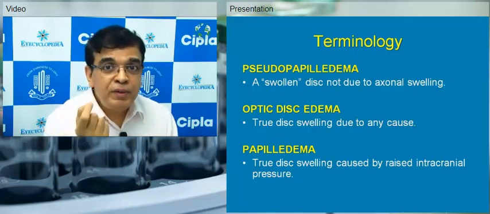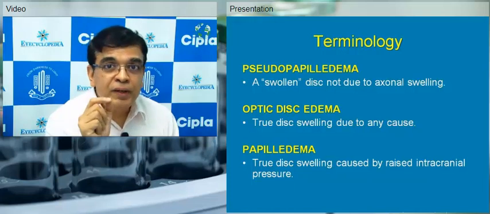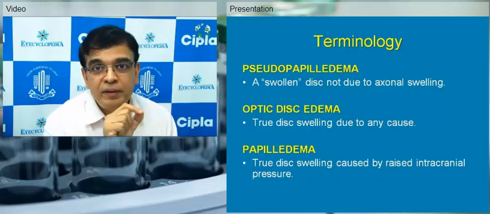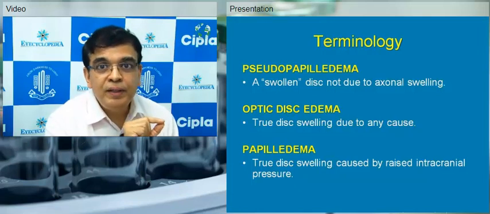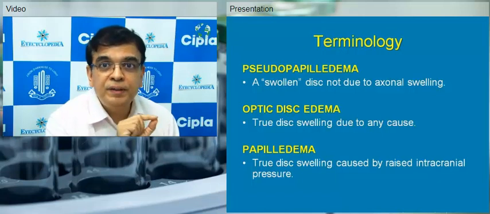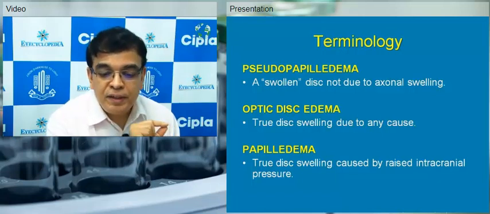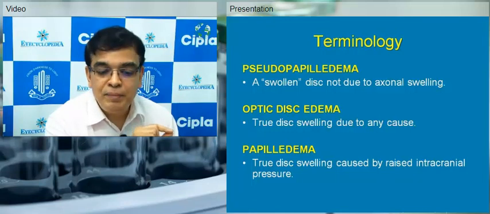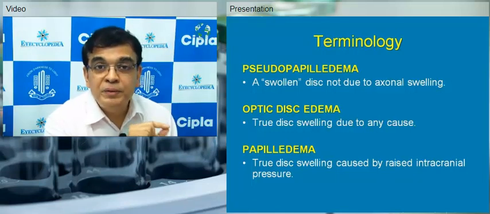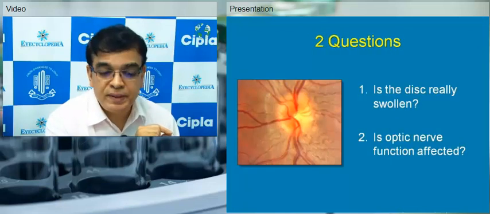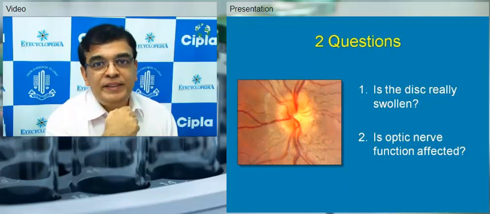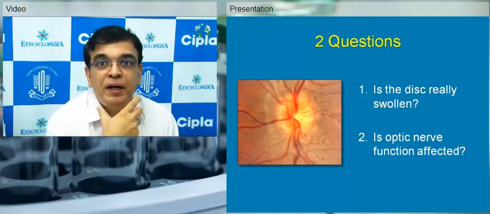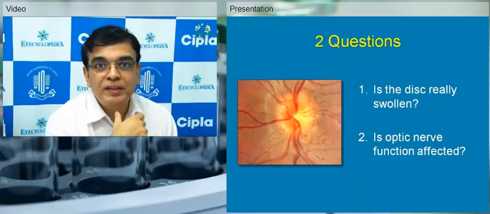But if someone told me, Dr. Jaykumar, I have a case of papilledema, what I will assume at that point is you are telling me that the patient has bilateral disc swelling due to raised intracranial pressure. So that important distinction needs to be made. Papilledema is true disc swelling, a subset of optic disc edema, but it is due to raised ICP.